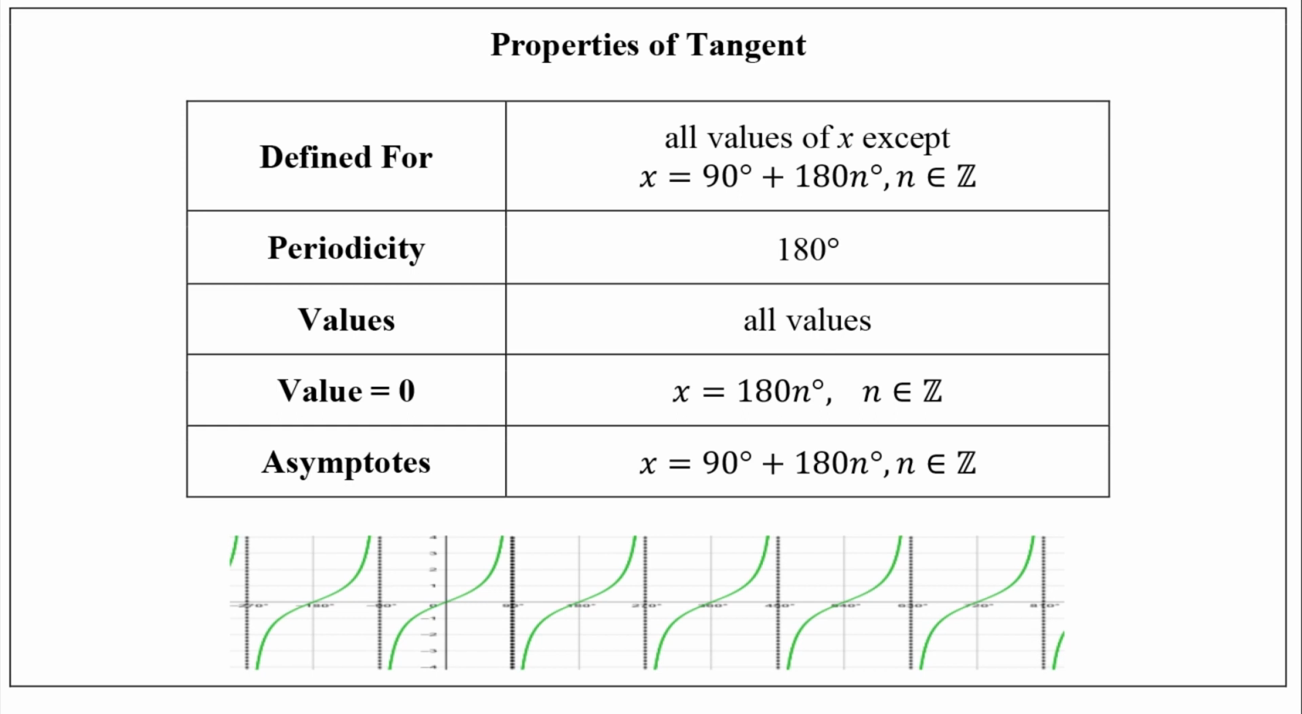The tangent function can take all values. There is no upper or lower limit to the gradient of that hypotenuse, and therefore there's no upper or lower limit to the values that tangent can take. The tangent function has a value of 0 for every integer multiple of 180 degrees. So, for example, when x is 0, 180, 360, negative 180, these are the places where the tangent curve crosses the x-axis. And the tangent graph has vertical asymptotes. The equations of these asymptotes are x is 90 degrees plus any integer multiple of 180 degrees. These are the same values for which the tangent function is undefined.